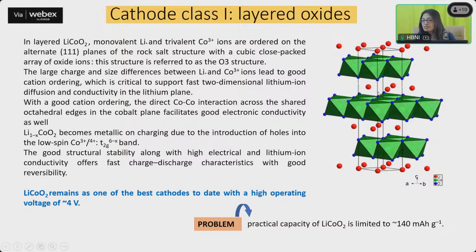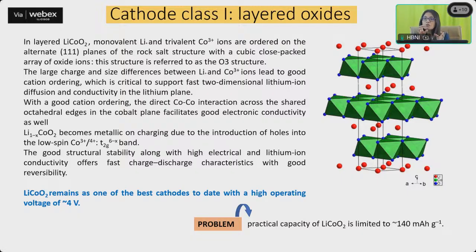So if you look into this lithium plane, the kind of structure it has helps in good diffusion and conductivity. Then with this good cation ordering, there is direct cobalt-cobalt interaction via edge sharing. The octahedral edges in the cobalt plane are sharing, and so there is very good electronic conductivity as well.